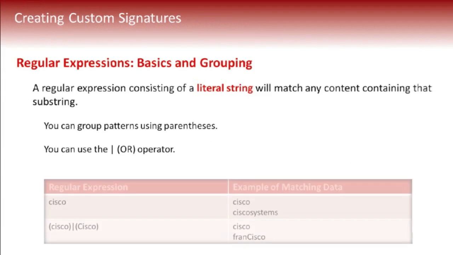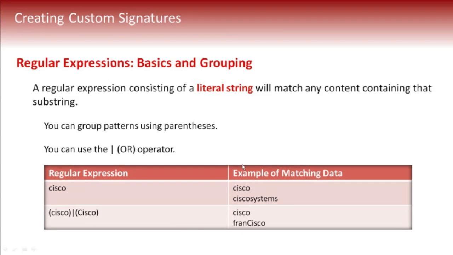An example, for instance, is the simple pipe to indicate an OR operation. So look at this example. We do Cisco or Cisco, and what will we capture? Well, we'd capture lowercase Cisco. We'd capture Francisco because that matches this particular portion of the string. So you notice how the pipe symbol here in a regular expression gives you that OR logic.